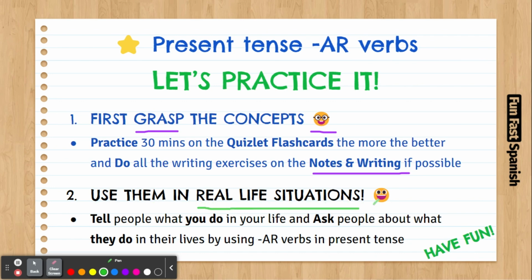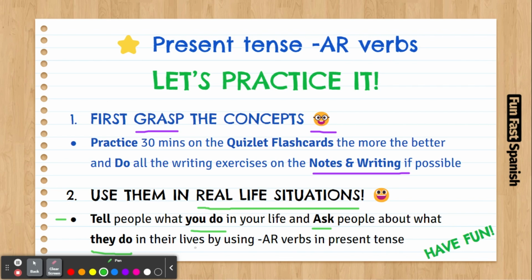And this is the fun part. This topic specifically, the way you're gonna exploit this thing you just learned is by doing this little thing. Just tell people what you do in your life. I'm talking about hobbies, your studies, your work, anything that you're doing in your life in general, just tell people. And also ask people about what they do in their lives.